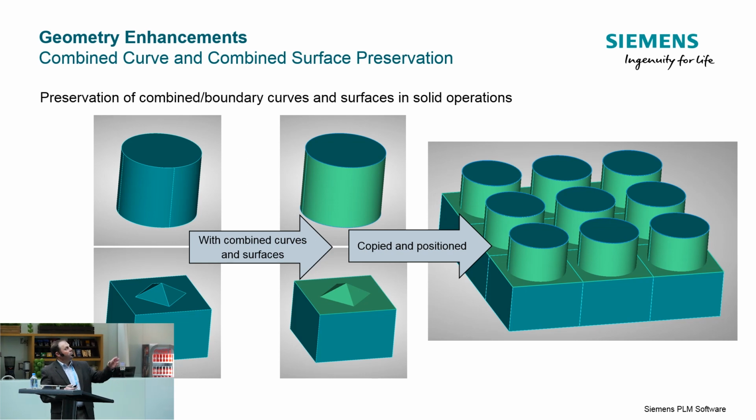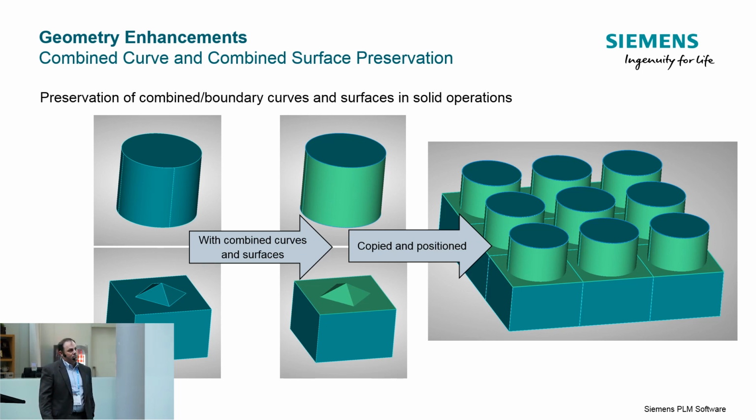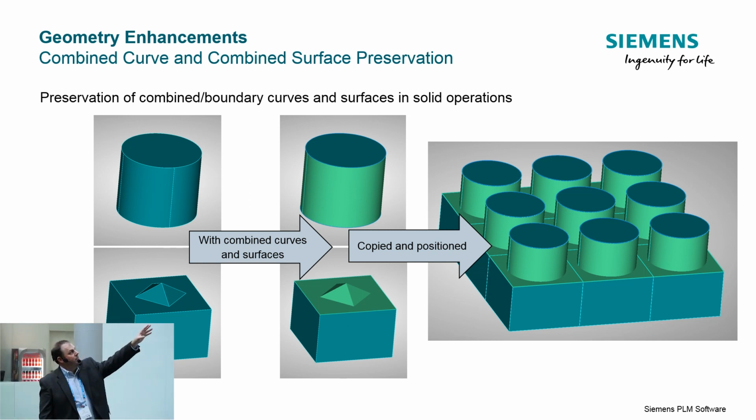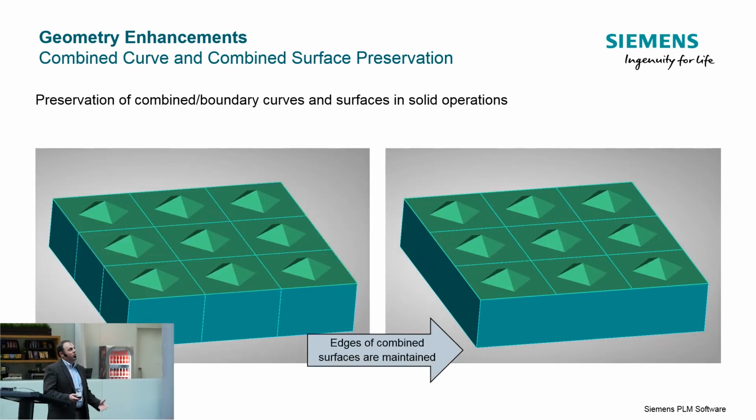Here's an example. You have multiple different parts over here. We create some boundary surfaces in the center here on the top of the square bottom and around the cylinder. We make a bunch of copies of them and position them so.